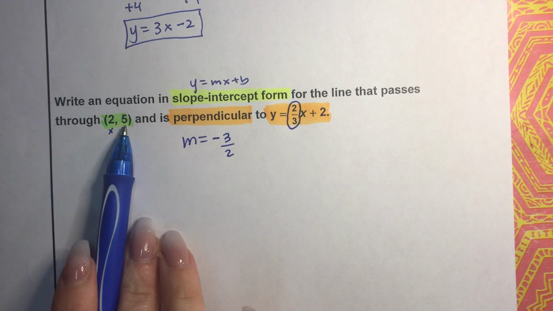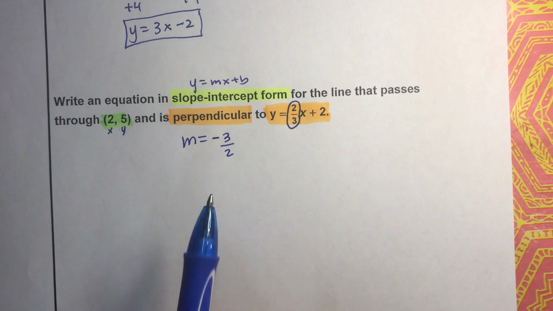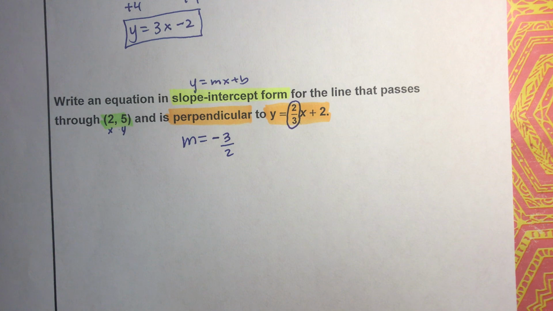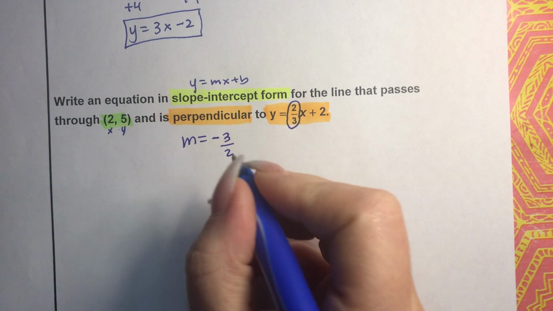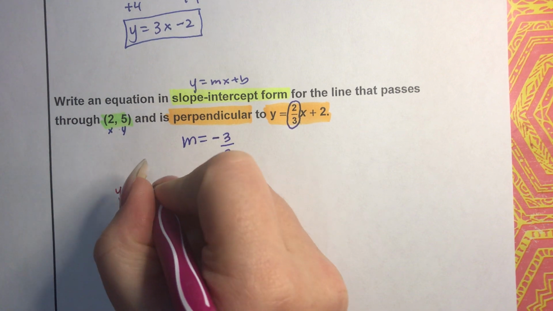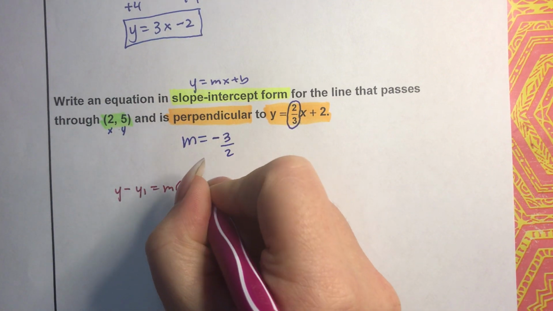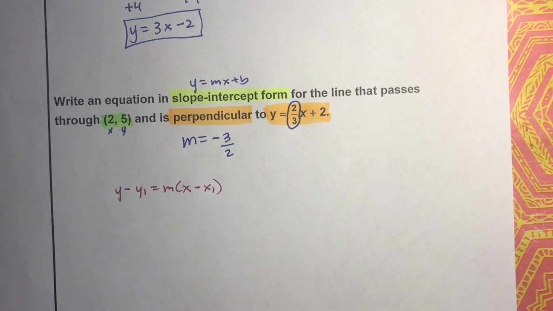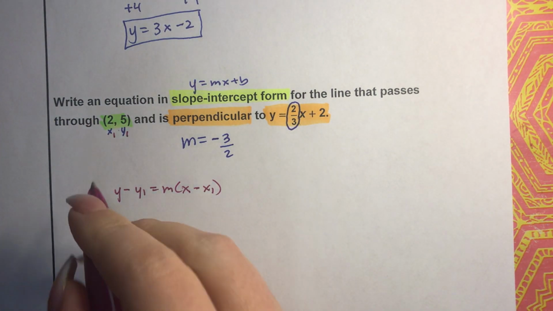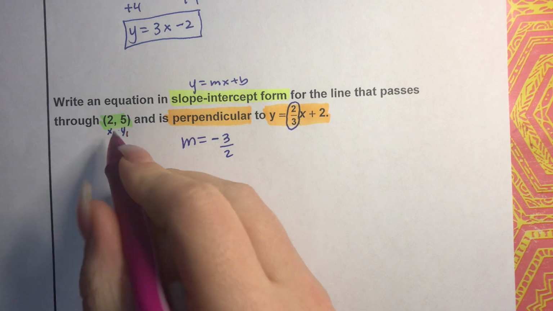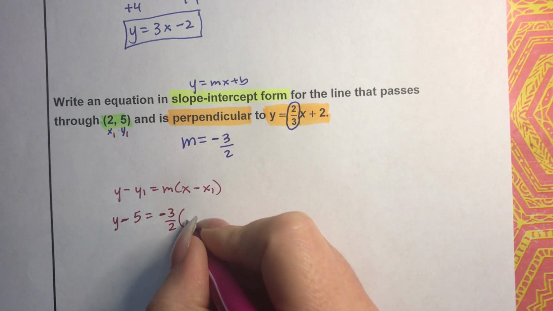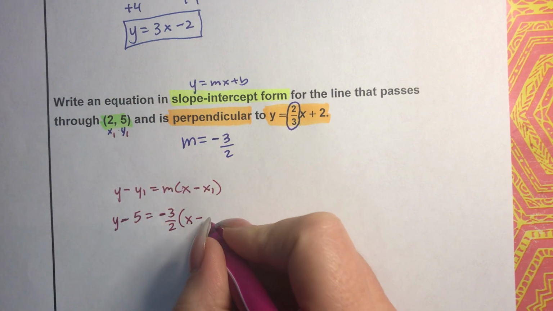Now we have a point and we have a slope. So what form could we put that into that has a point and a slope? You guessed it, point-slope form. So let's do it. Y minus y1 equals m multiplied by the quantity x minus x1, right? Okay, so this is going to be my x1, this is going to be my y1, that's going to be my slope. I substitute the values in. Y minus y1 is 5 equals my slope is negative 3/2. X minus x1 is 2.